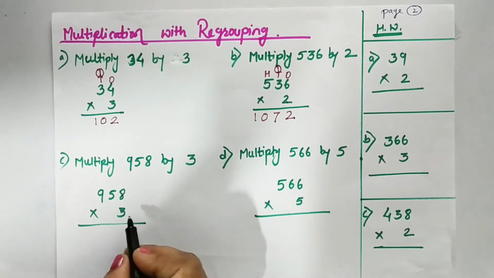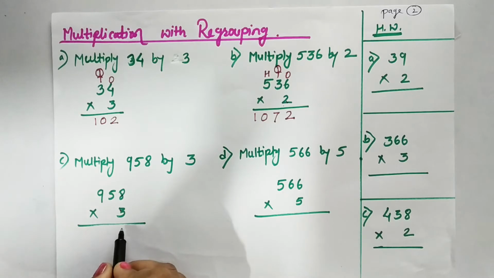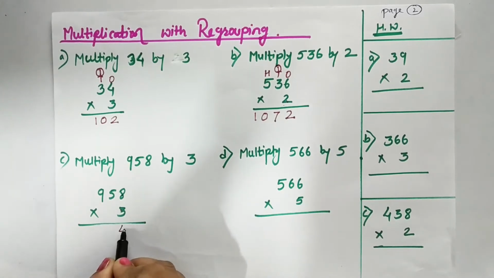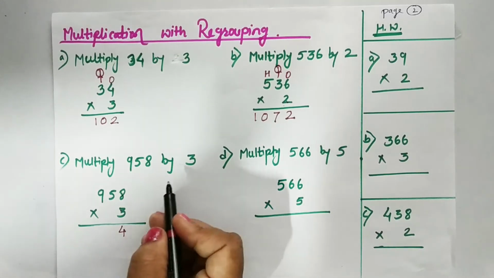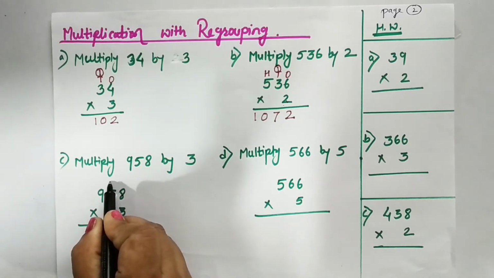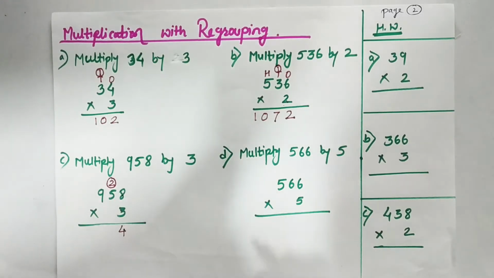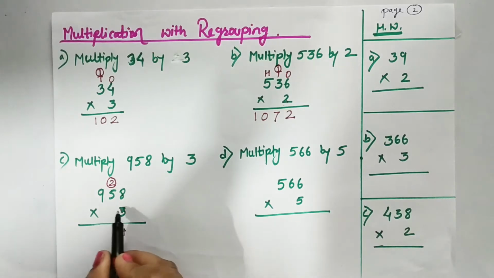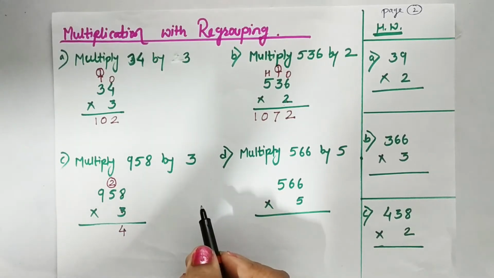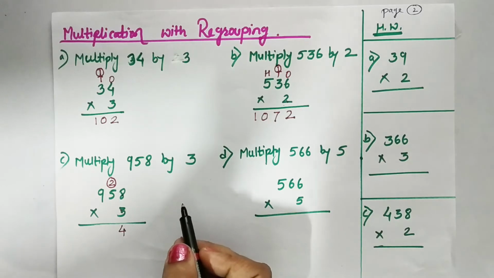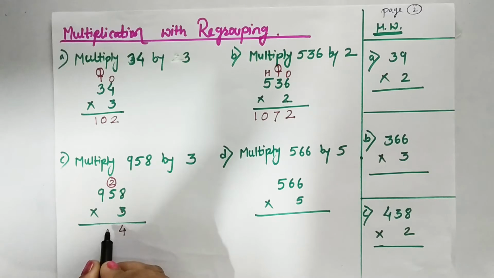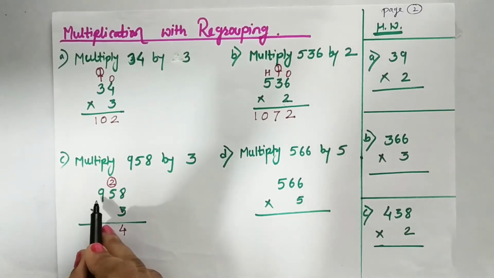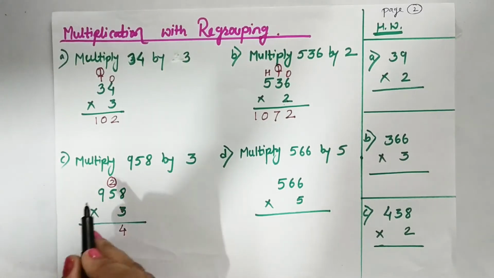3 into 8, 24. Now of 24, only 4 you will write over here, in the ones place, and the 2 you have to give to the tens place. So write 2 above it. Now 3 into 5, 15, and 15 plus 2 is 17. Again, because here we have the hundreds place, you can give that number to the next place.